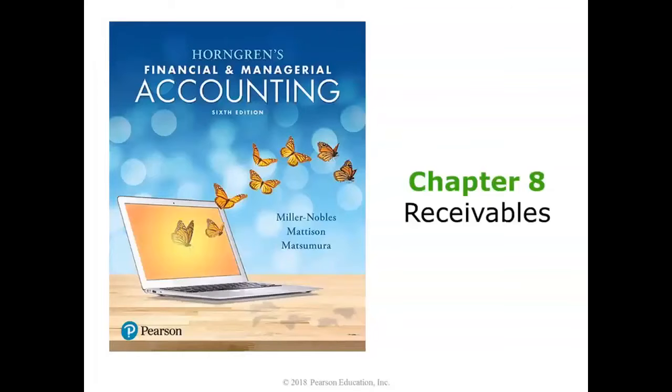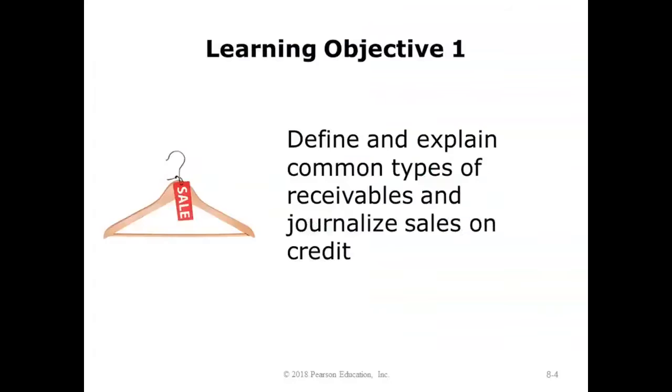I'm going to discuss Chapter 8, Accounts Receivable, or better yet, all the receivables that are associated with the balance sheet. So again, I'm going to be talking about accounts receivable, notes receivable, and any of the other receivables that might be out there in order to make up the balance sheet. Now let's talk about common types of receivables, and we'll actually take a look at journalizing the sales on credit.